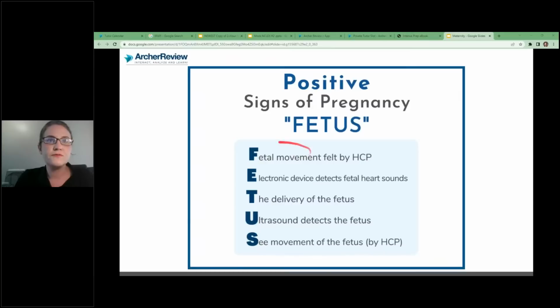So if you can feel fetal movement as the provider, that's a take it to the bank sign. Electronic device detection of fetal heart sounds. If you can get a Doppler heartbeat from the fetus, they're pregnant. Of course, the delivery of the fetus, that's a pretty sure bet. Ultrasound detection of the fetus, if we see that fetus on ultrasound, or if there's any seen movements by the provider. If you see a foot kick out in the abdomen and the provider sees that, that's a take it to the bank sign. And these, of course, spell out FETUS.